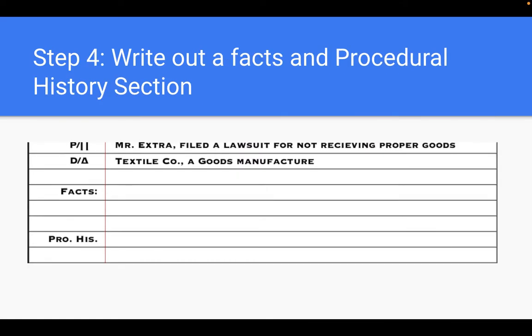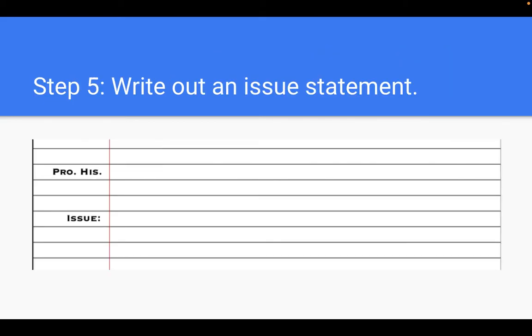Next, you're going to put a facts section where you're going to put all the relevant facts, not all the facts in the case, but the relevant facts. And you're going to put a procedural history in the case. That's going to be, how did this case get to the court where it is at right now, which should be in the case. Next, you're going to be writing out an issue statement.